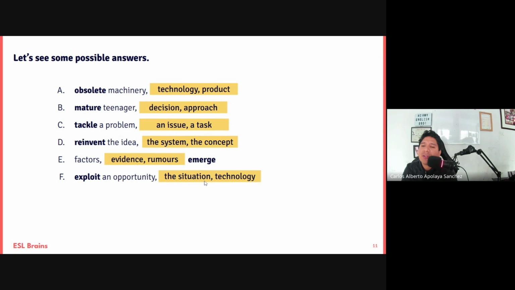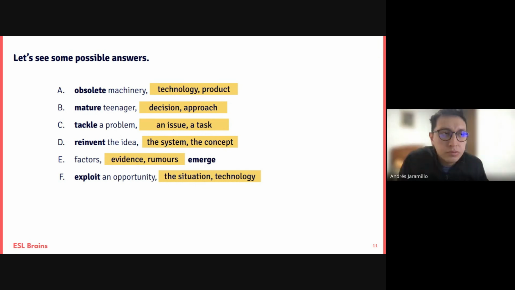So I have a question. Are you working with obsolete technology in your job? I mean, when you are creating new designs, are you using obsolete technology, obsolete products, or obsolete machinery? Not really. I work with Adobe Suite.